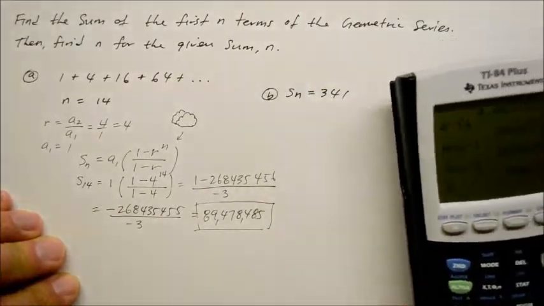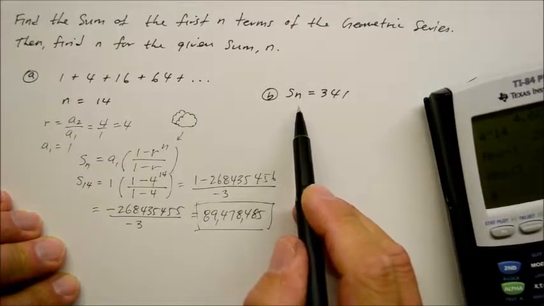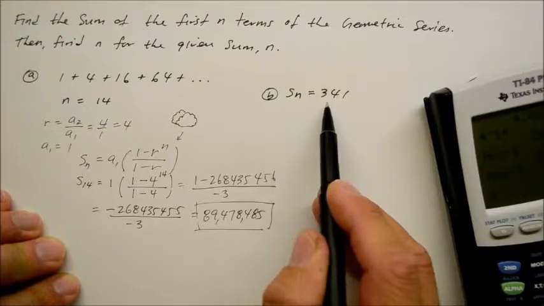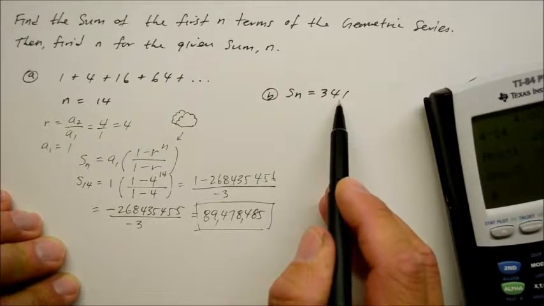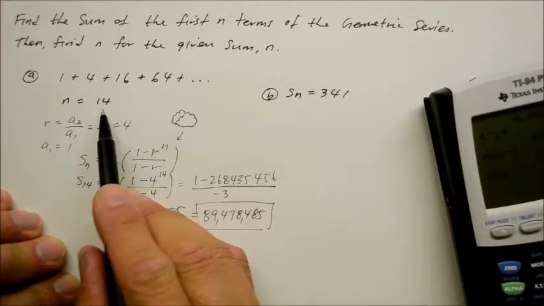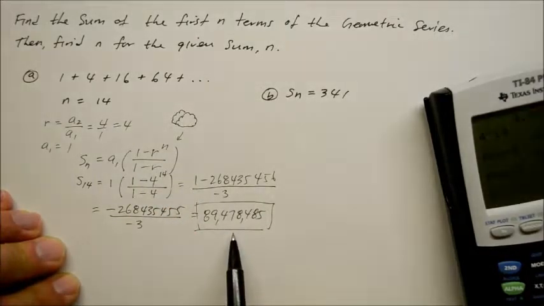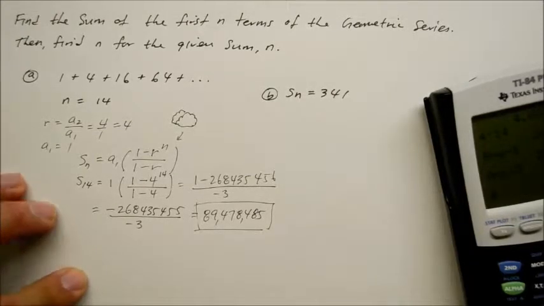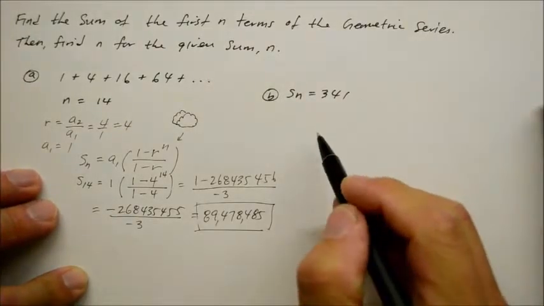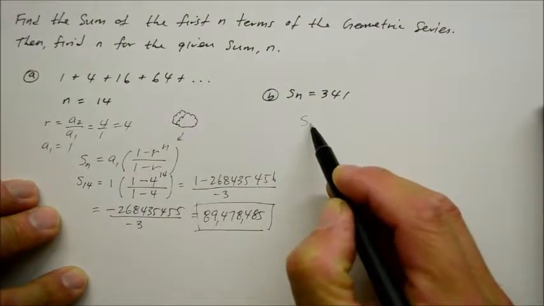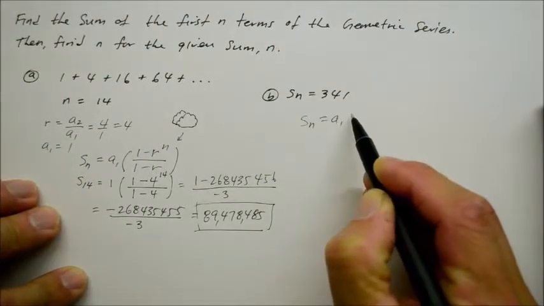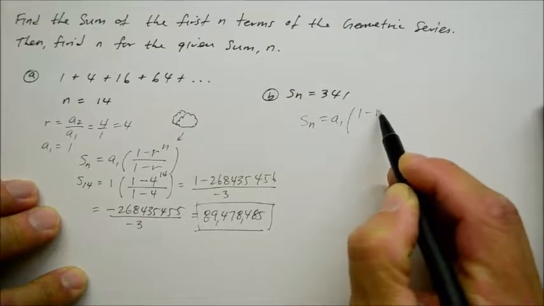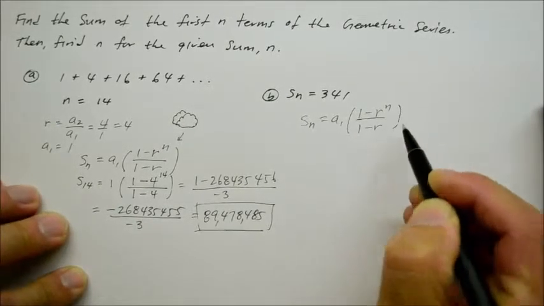Now the second question is, in this series, which term will you find the sum 341? Well, it's not going to be the 14th term because that's going to give you a huge millions number. It's going to be somewhere closer to a single digit number. Okay, so that being the hint, let's go ahead and write this again. The general rule is S of n is equal to a sub 1 times 1 minus r to the nth power over 1 minus r.